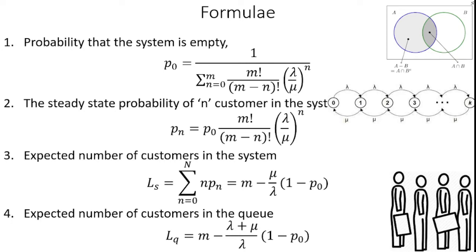And then the fourth important formula is the expected number of customers in the queue. Lq is equal to small m minus ((lambda plus mu) divided by lambda) into (1 minus P0). So we can solve queuing theory problems with model number 4 by utilizing these four formulas. How can we utilize these formulas for solving the problem?